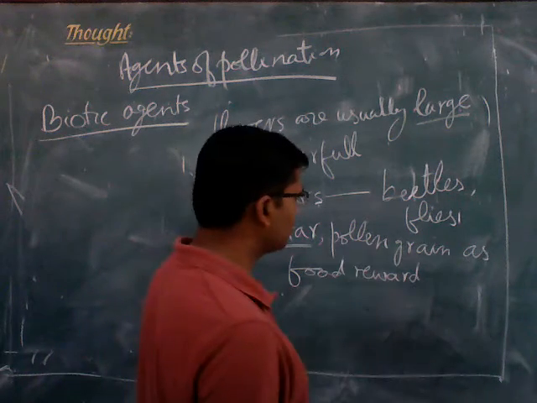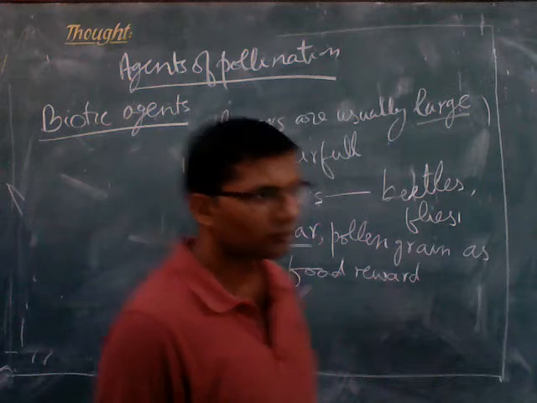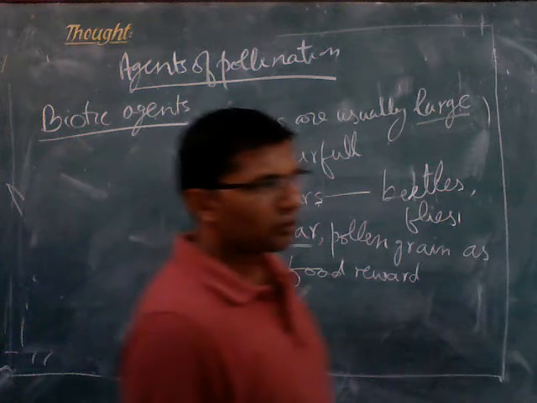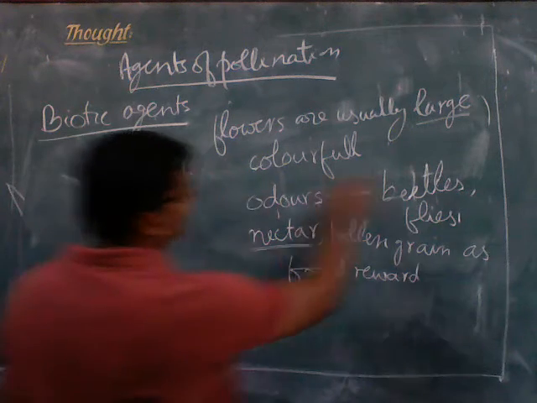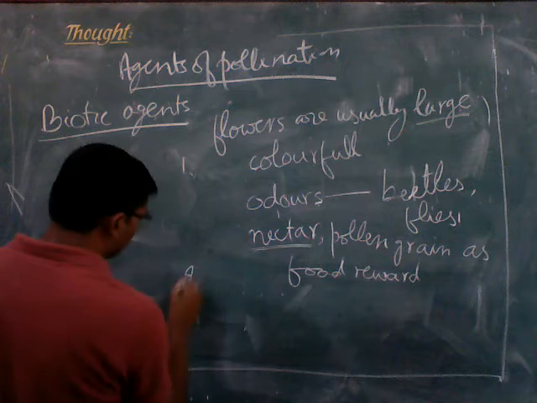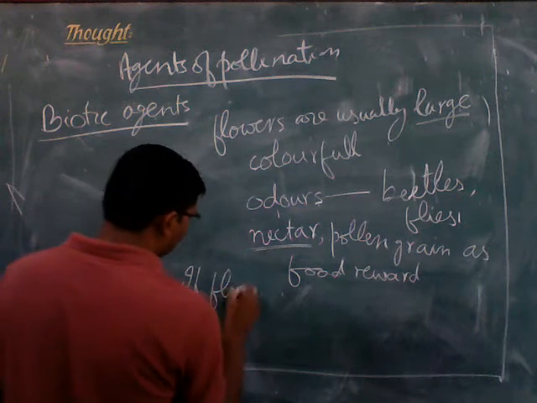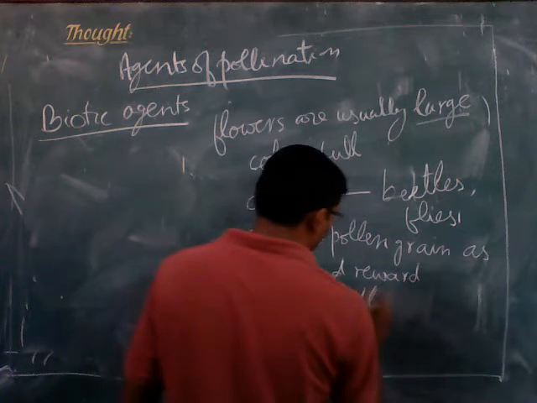So pollination many times can also be carried out by organisms. So this was about when the flower is large. Usually, sometimes if the flower is small, then what happens?